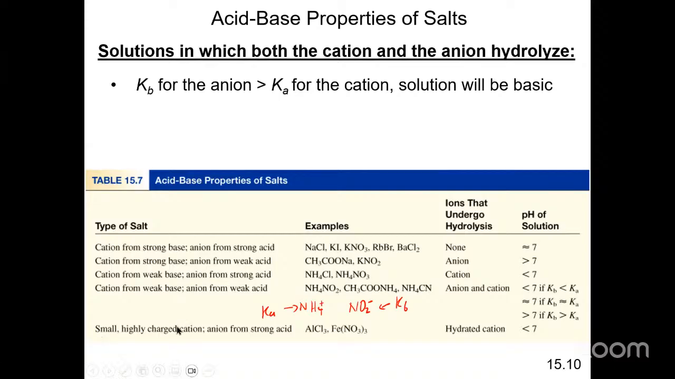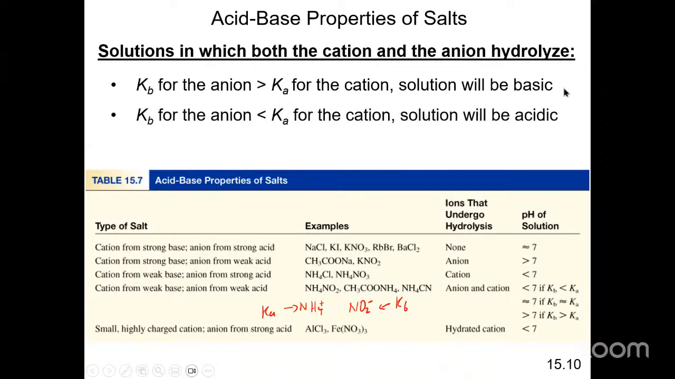And we talked about this just now. If you have a small highly charged cation and an anion from a strong acid, then basically the pH would be less than 7, which means that the solution will be acidic. And I explained the reason why that is the case.